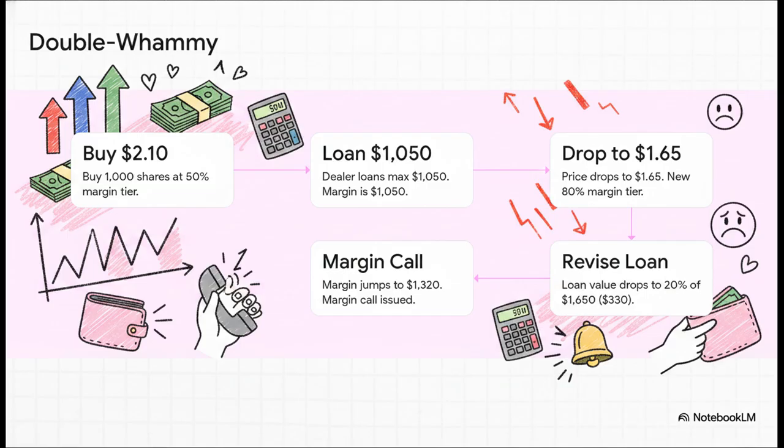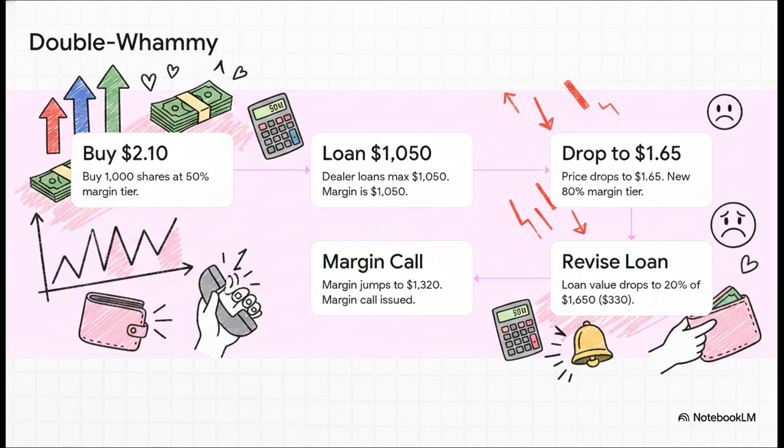But here comes Step 3. Disaster strikes. The price plummets to $1.65. Your total market value shrinks to $1,650. But here is the dreaded double whammy. You didn't just lose market value, you fell straight through the floor into a brand new regulatory tier. At $1.65, you are now stuck in the 80% margin tier.